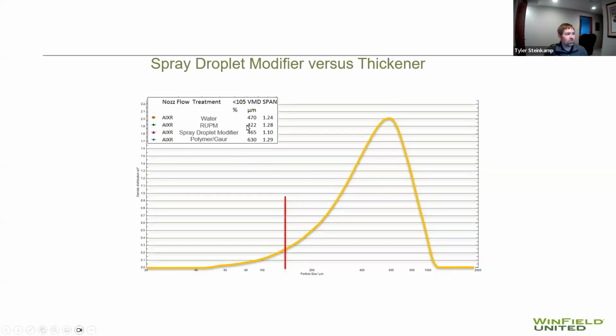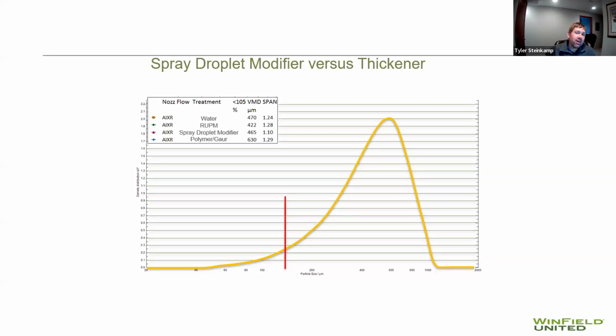Okay, so for example, with water, we have an average of 470 microns. So that's the average droplet size that we see here. And the span number represents the width of this curve. So in this case, it's 1.24. As we increase in span, we get more inconsistent droplet sizes.